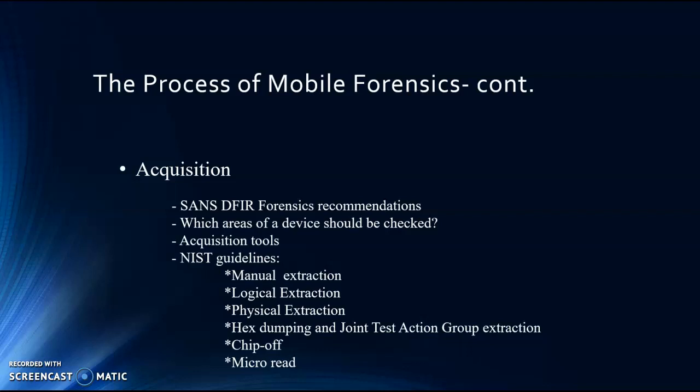And now the NIST guidelines list 6 different types of mobile forensic methods of acquisition. And those are manual extraction, logical extraction, physical extraction, hex dumping, Joint Test Action Group extraction, chip off, and micro read.